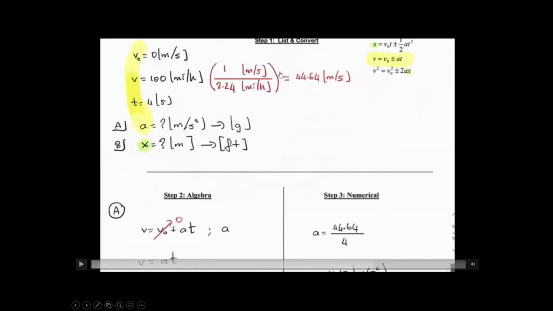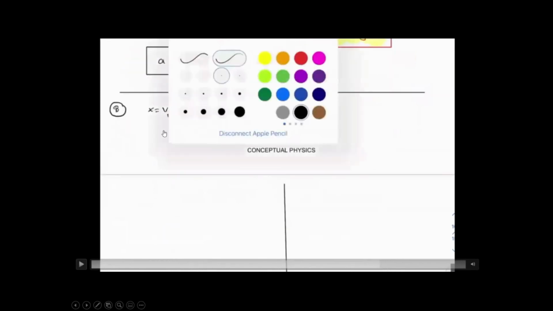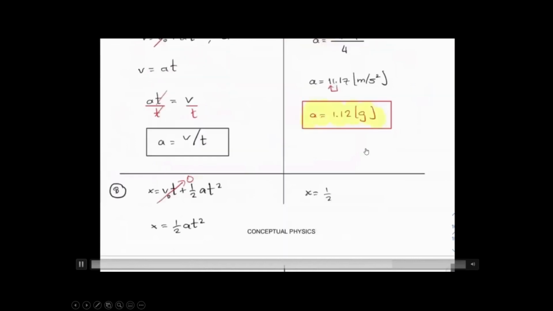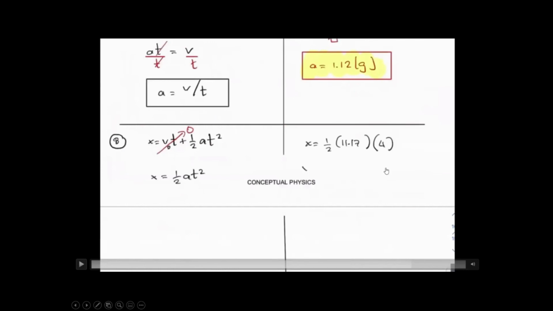And notice that the initial speed is 0, so it's going to knock out the first term. 0 times t is 0, so that's going to drop out. So you've got 1/2 a t squared. So now use the numbers in metric units. For acceleration, this is what you need to use. And time is going to be 4 seconds. So square, don't forget to square that. And you've got the number in terms of meters, now convert to feet. It's about 300 feet. That's it.